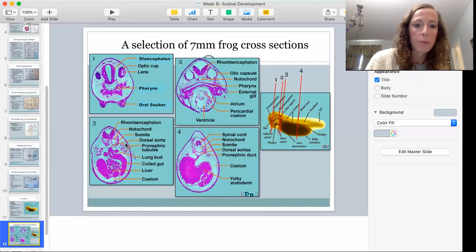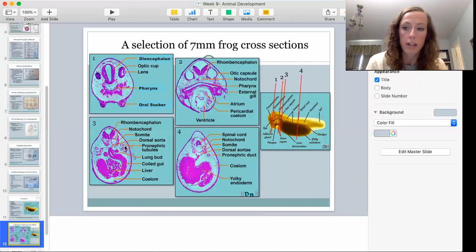And then you've got what we call pronephritic ducts or tubules. So there's little circles here, all these little circles. These are what will become the kidney structures of the frog, okay? And then in the most ventral region, you've got your gut area, including a liver. The space around the gut is called a coelom, and you might have seen that up here too, the pericardial coelom or cavity, which is just the space, okay, around those structures.